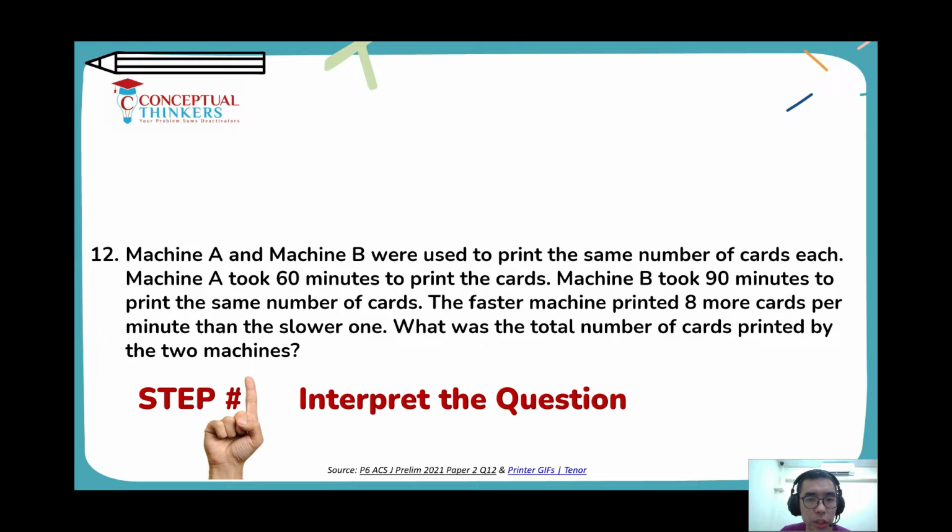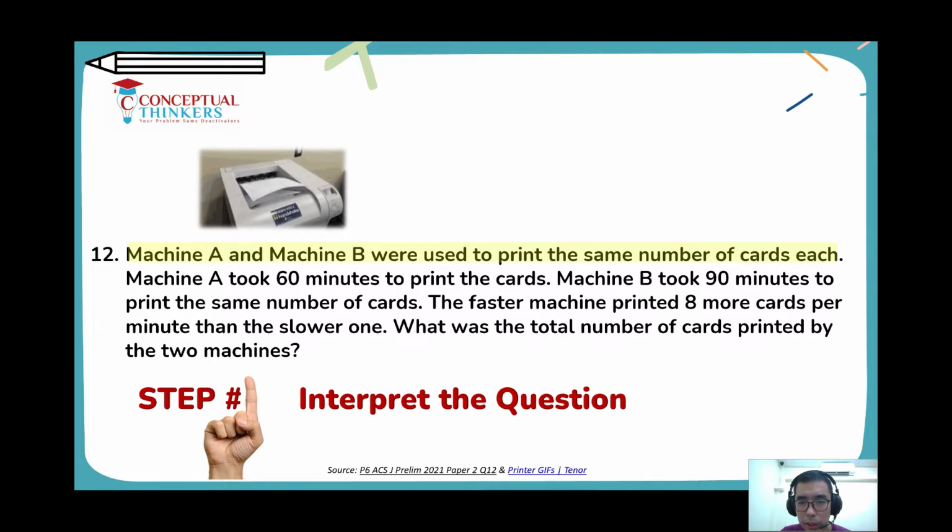Machine A and machine B were used to print the same number of cards each. Machine A took 60 minutes to print the cards. Machine B took 90 minutes to print the same number of cards. The faster machine printed 8 more cards per minute than the slower one. What was the total number of cards printed by the two machines?